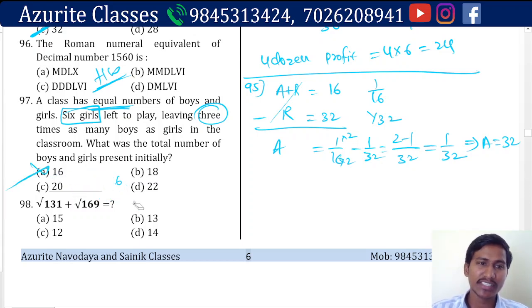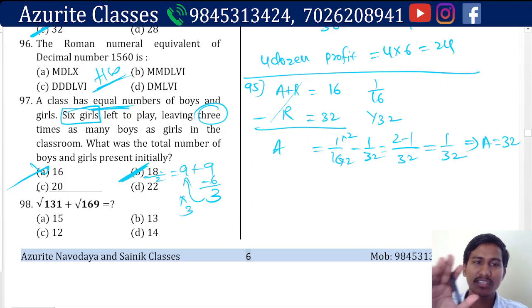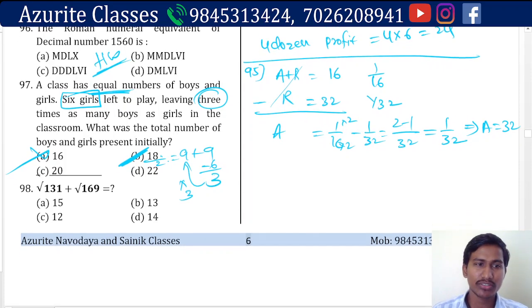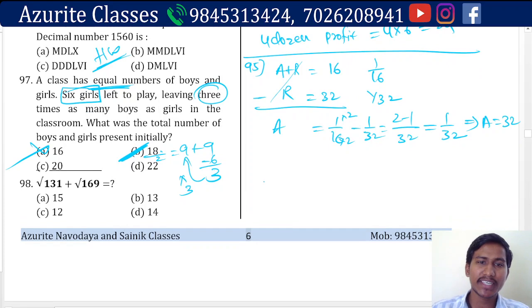Okay, next, option B. If you go with option B, it is half and half, 9 plus 9. 6 girls left means 3 will remain. 3 threes are 9. Yes, so 3 times. That is the answer, option B here. Okay, good. So next question, 98 question. Let us do 98 now.